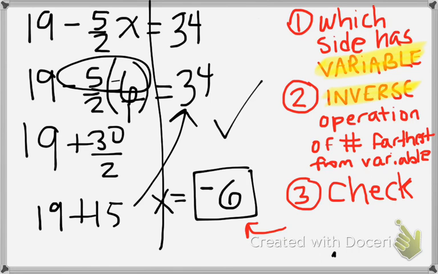So again, to solve a two-step or a one-step equation, first, start off by figuring out which side the variable is on. Then on that side, do the inverse operation starting from the number that's farthest from the variable. Keep on repeating and check. And I guess I should put a little asterisk. Yeah, that's it.